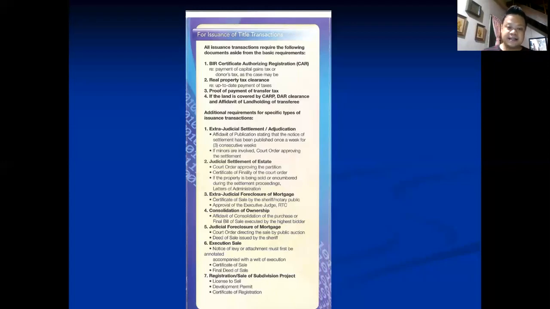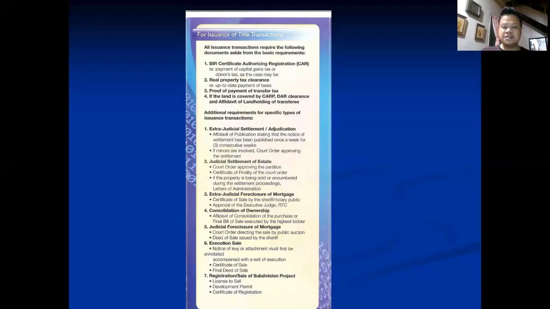In extrajudicial settlement, di ba, or adjudication, ano ba ito? Well, unfortunately, everybody naman has to move on. Di ba? We cannot be in this planet forever. So when we move on and we have our properties with us, we cannot take that with us so that it goes to our heirs. And our heirs will execute an extrajudicial settlement. And accordingly, there is a need for publication. It should be a publication in the newspaper of local circulation.